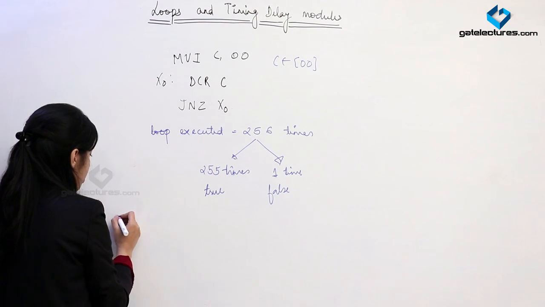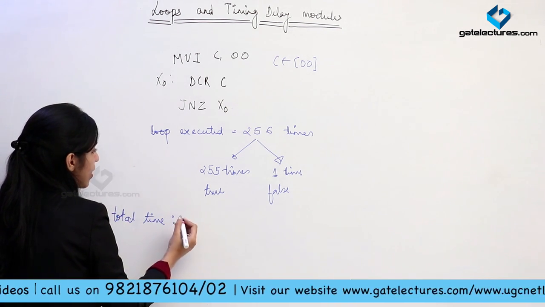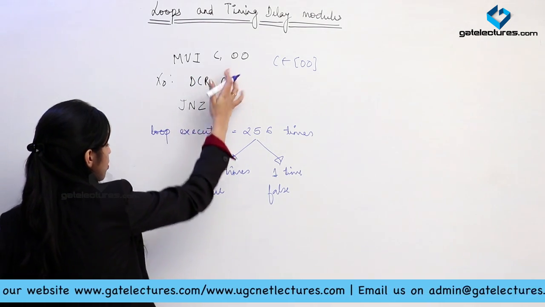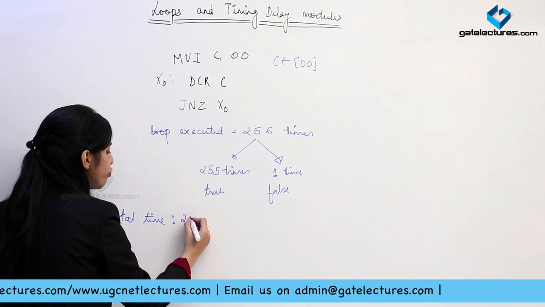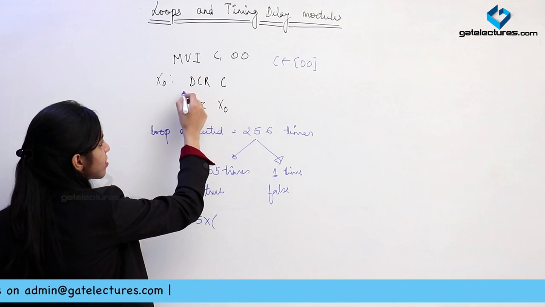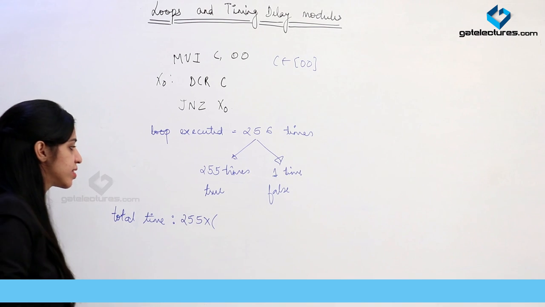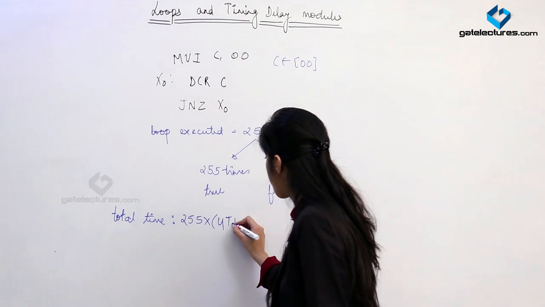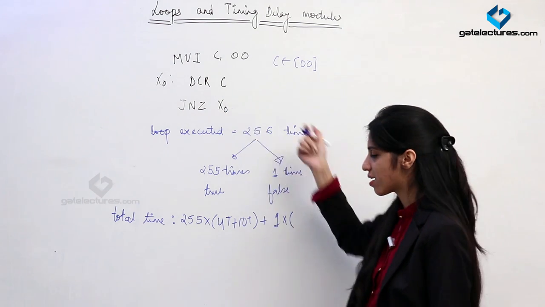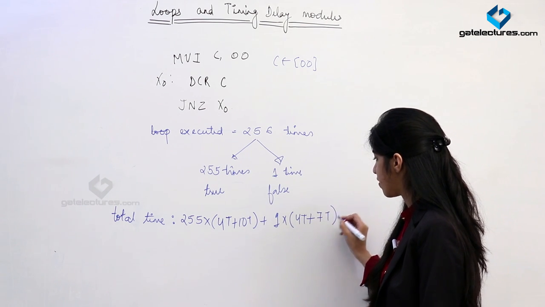Now I'm trying to just calculate the T states for this program. Total time of the program is going to be, firstly I'm just calculating the loop time, okay? Then we can just include this instruction also. So total time is going to be 255 into time for true condition. Time for true condition, see, this instruction is 4 T states long. If the condition is true, this conditional jump is going to take 10 states. So it becomes 4 plus 10 plus 1 into, again, this DCR C is going to take place. So 4 plus this is going to take 7, okay.